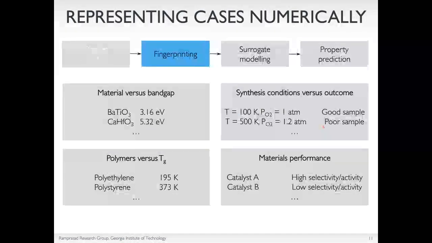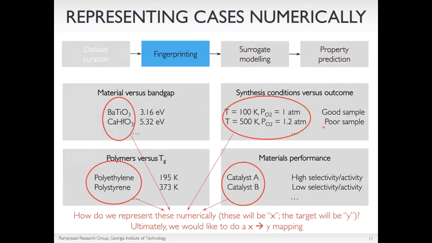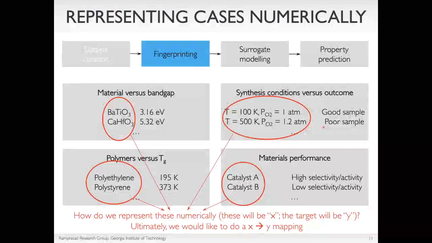Here are the example data sets that we discussed just a little while ago: materials versus band gap, polymers versus Tg, synthesis conditions versus outcome, material performance data, etc. Now, here is the goal. Here is what we need to do. We need to convert each of those items that I've circled in red into a string of numbers. That's our X vector.